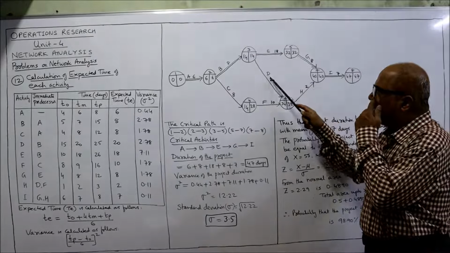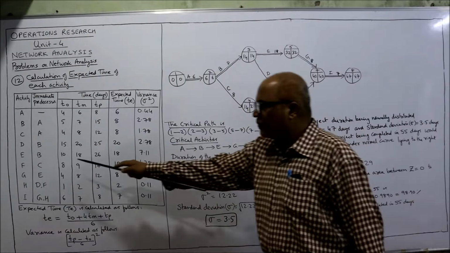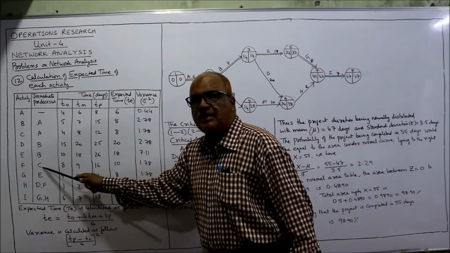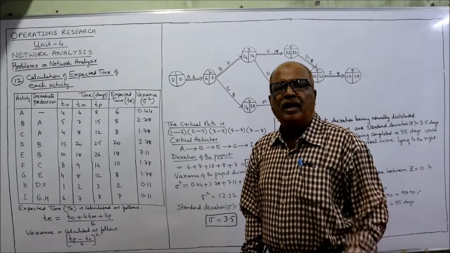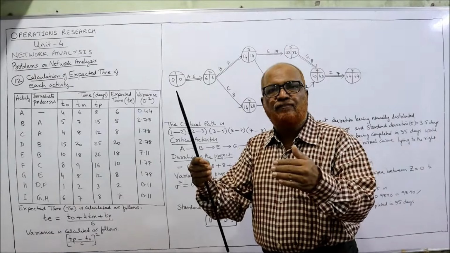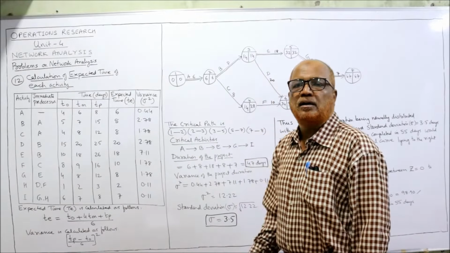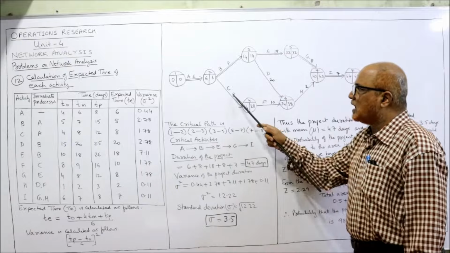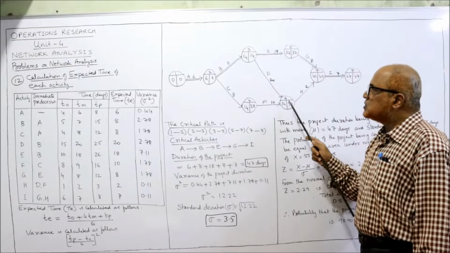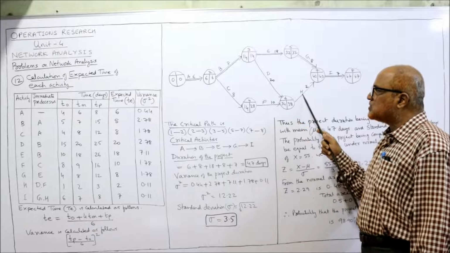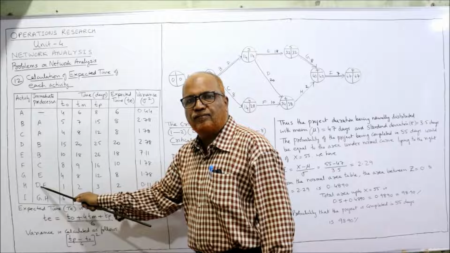Why am I taking D downward? Because F follows after C, and H follows after DF. That means D and F should combine. So here F follows after C, and DF will combine here. After DF, which activity is following? H. H follows after DF.